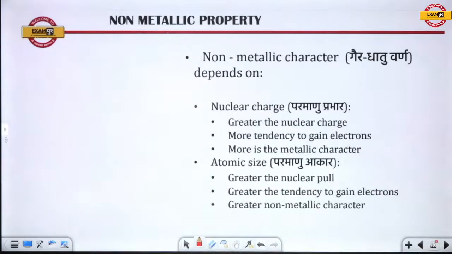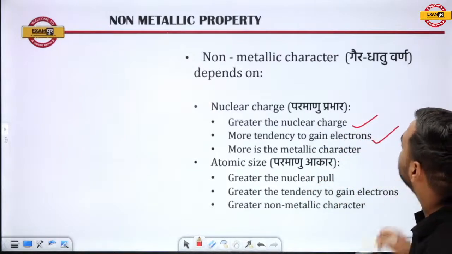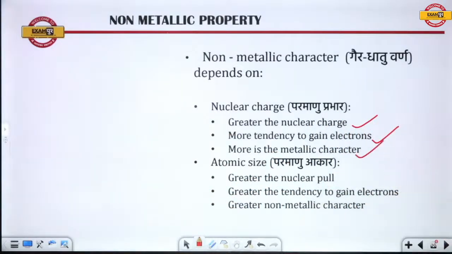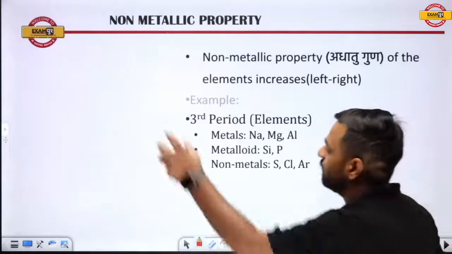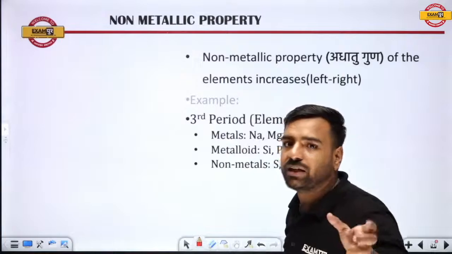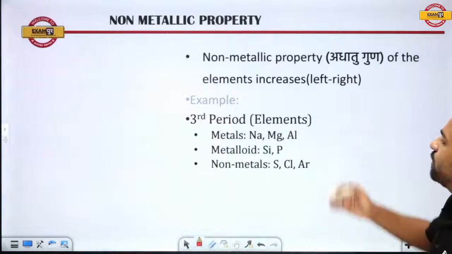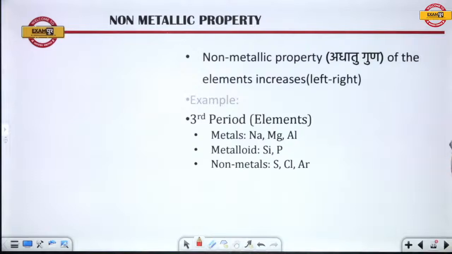Okay, let's move forward. Non-metallic character depends on the nuclear charge. Greater the nuclear charge, more tendency to gain the electron. More charge, more easily it can gain the electron. If I talk about the atomic size, greater the nuclear pull, greater the tendency to gain the electron, greater the non-metallic character. Non-metallic property of the element increases from left to right. But the metallic property increases from top to bottom. There's a difference between the two. We have already discussed the third period elements, what are metals, what are non-metals, what are metalloids. These were the important things.